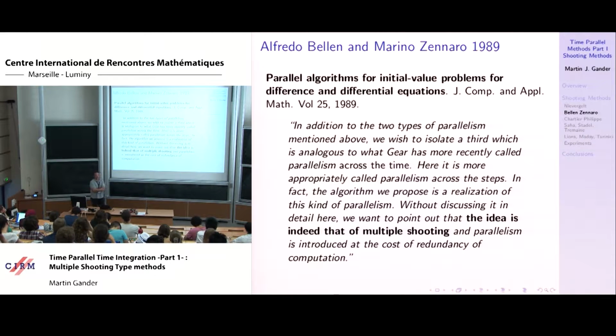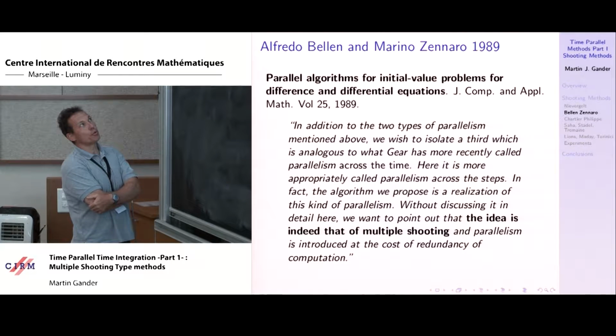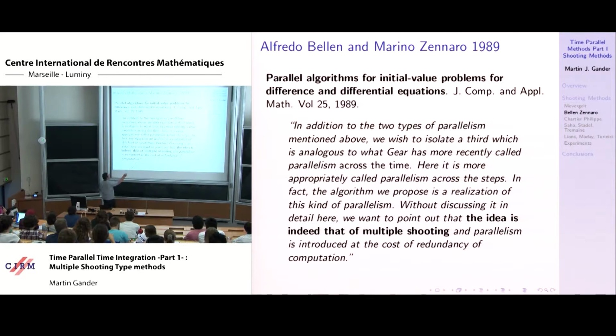Then a lot later, there was a new idea by Bellin and Zenaro in 1989. And they have in their abstract the following saying: in addition to the two types of parallelism mentioned above, we wish to isolate a third which is analogous to what Gear has more recently called, Gear was this research review paper, parallelism across the time. So you see, that's exactly what we try to do. We try to parallelize the computation along the time axis. Here it is more appropriately called parallelism across the steps. In fact, the algorithm we propose is a realization of this kind of parallelism.